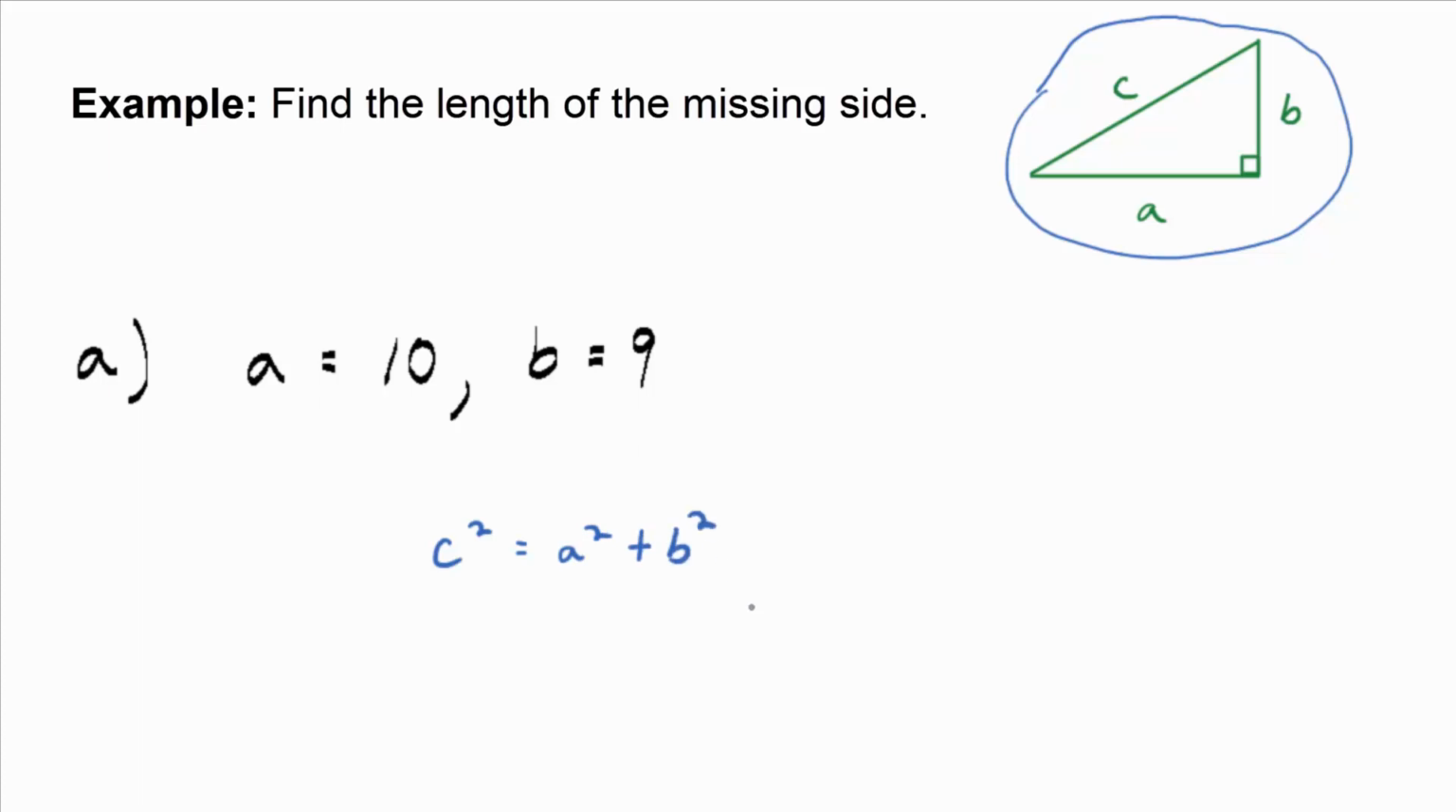And you basically just need to fill that in, don't you? Okay, fill it in for me. So fill in A, fill in B, you get C squared is equal to 10 squared plus 9 squared. But what is 10 squared? 100. What is 9 squared? 81. So C squared is equal to 181.